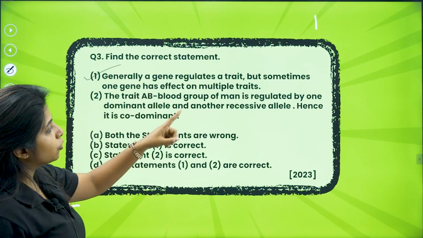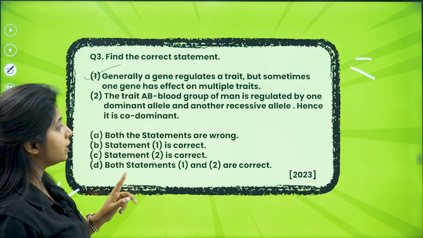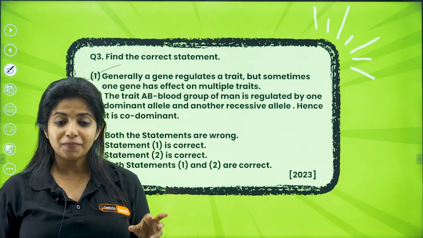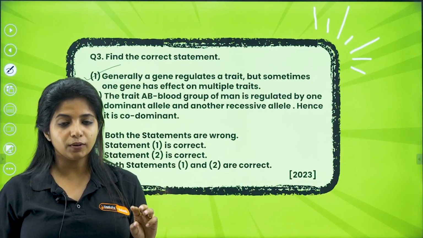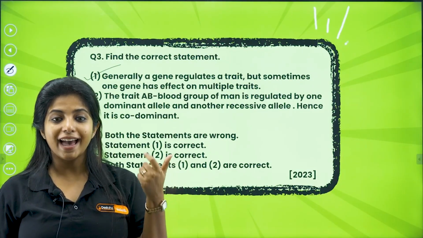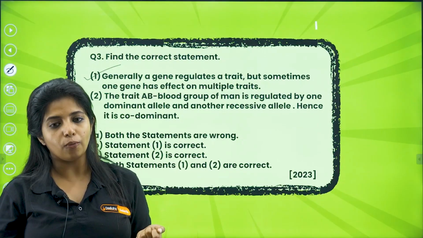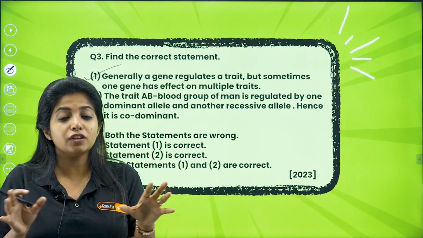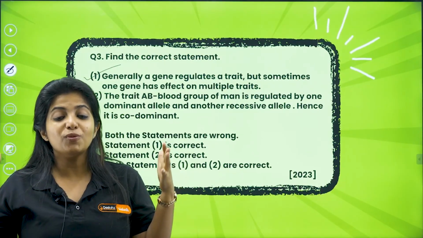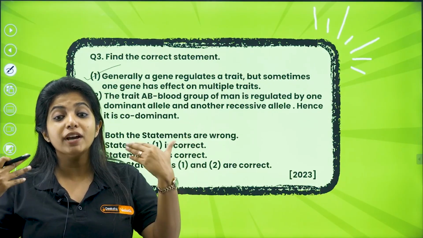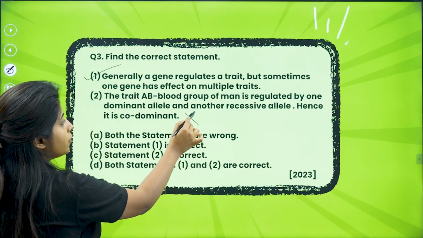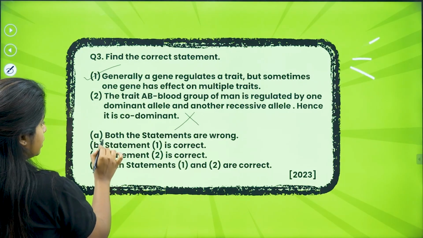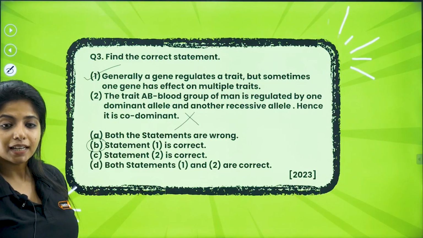Now, trait AB blood group of a man is regulated by one dominant allele and another recessive allele, hence it is codominant. Wrong. First of all, you have three alleles. There is dominant allele A and B, both of them dominant over O. But when A and B come together, both of them are codominant. That means there is no one dominant and one recessive; both of them would be equally dominant. That is what you mean by codominance. Over here, there is a whole different statement given, so that would be wrong. The first statement is the only one that is correct.